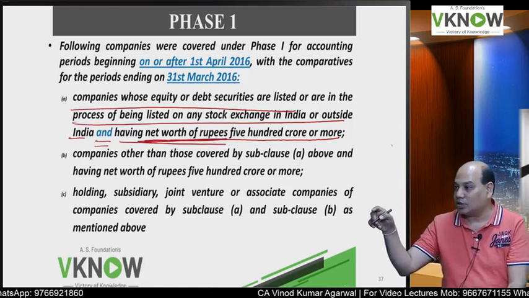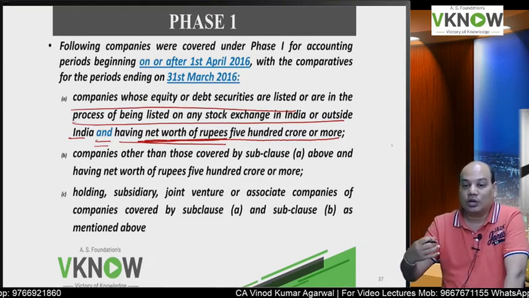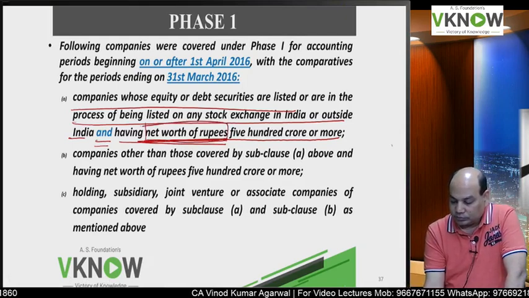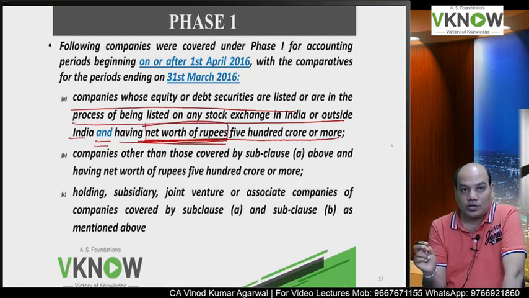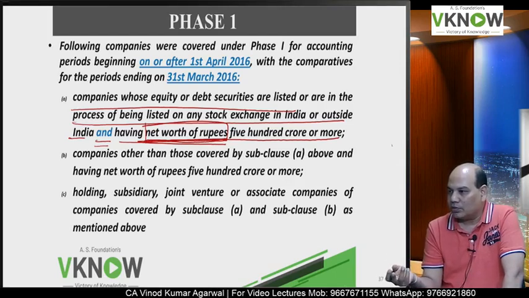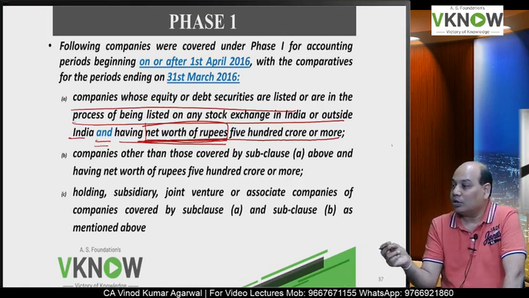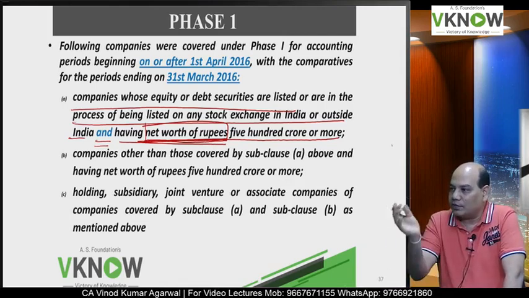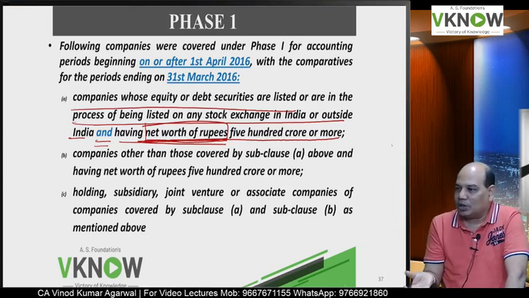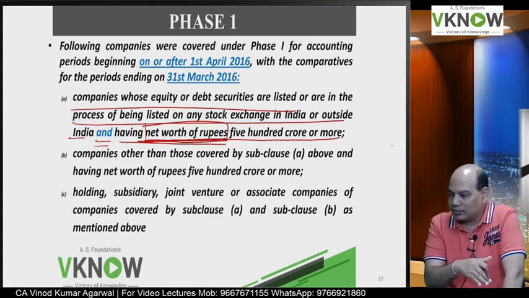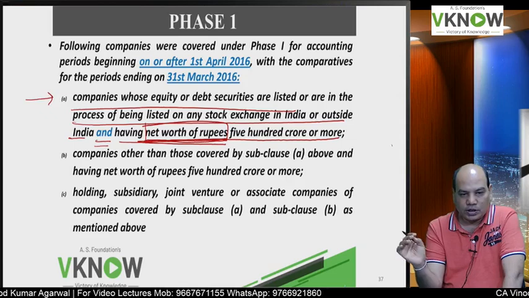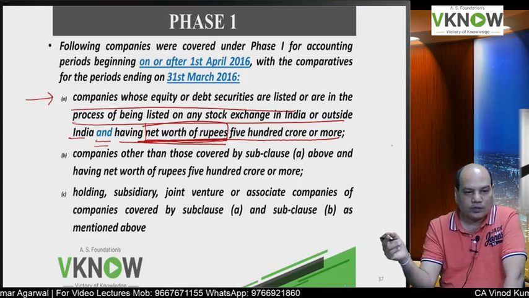We have to check on which date net worth will be calculated. For that there is another discussion. Net worth should be calculated on which date? I will tell you that. That is pending from my side. And the second question is, what is included in the net worth? And net worth should be calculated on which date? Because net worth will change every day. If today I earn 10 rupees profit, my net worth will today be higher by 10 rupees compared to yesterday. Then this is my first: listed or in the process of listing plus net worth equal to or more than 500 crore.